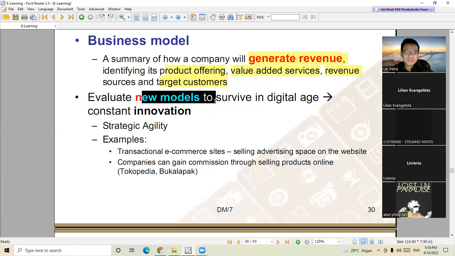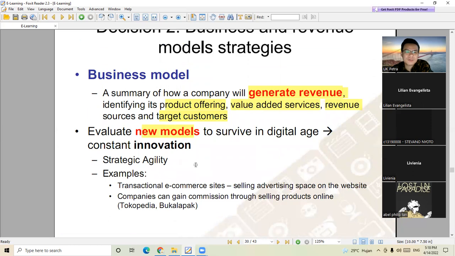Evaluate new models. We have to continuously evaluate the business model. That's why we have to be aware of the situation right now, to find out what the trends are. The generation now, many people are concerned about Gen Z because they are becoming or replacing the previous generation.